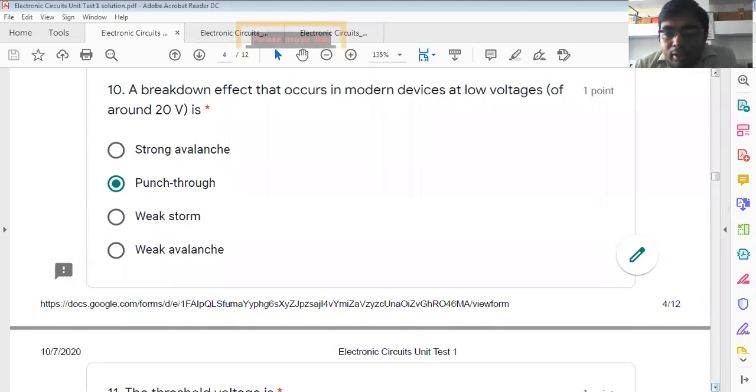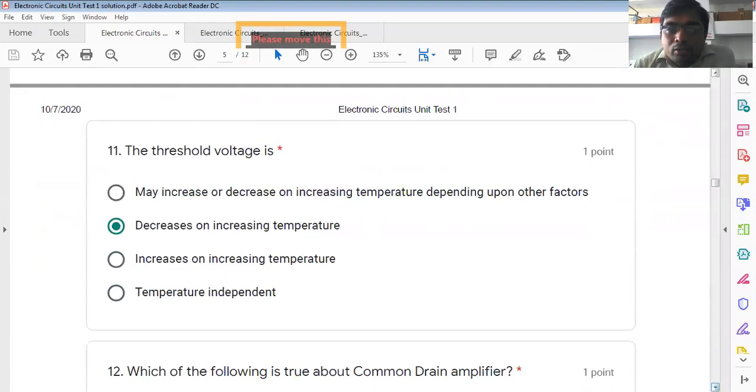Now come to question number 11. The threshold voltage: we know the temperature effect, that is again a non-ideal characteristic of the MOSFET. As the temperature increases, your threshold voltage decreases, and your transconductance parameter also decreases. We have learned that these two parameters decrease with the increase in temperature. Here, per 2.5 degree increase in temperature, your threshold voltage will decrease. So the correct option is decreases.